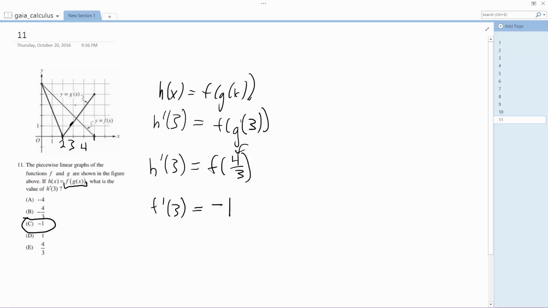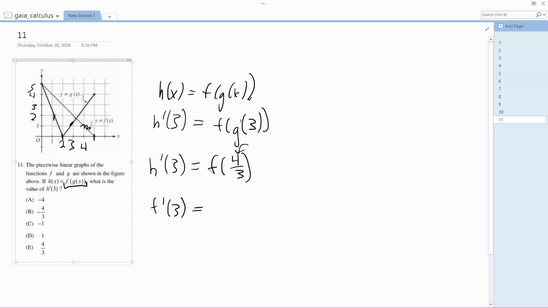f of x, oops, I made a little bit of a mistake, I think. f of x at 4/3, which is just a little bit after 1, or 1.33, it's actually got a run of 2 and a rise of 2, 3, 4, 5. Oops, I've got to be careful here. I got mixed up.